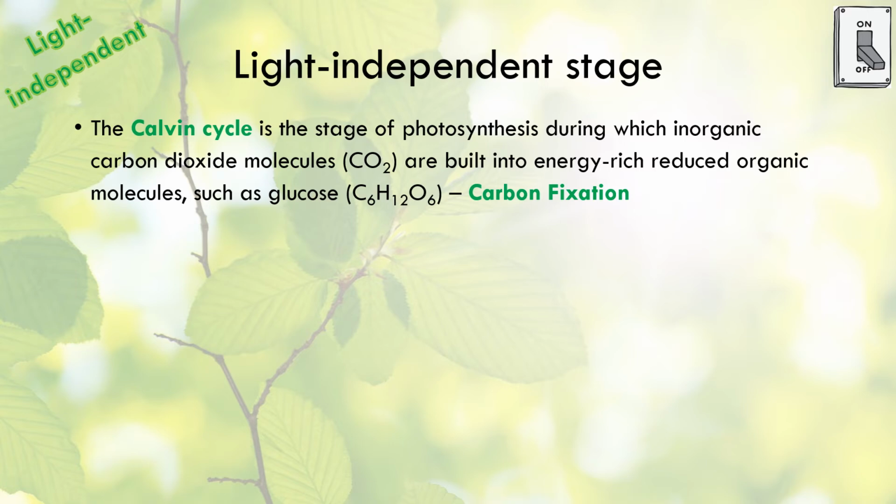So this is the stage of photosynthesis where we are actually converting carbon dioxide molecules into our glucose molecules. So this is what we call carbon fixation. We're fixing the carbon from the gas, carbon dioxide, into a product that the plant can actually use, so the glucose.